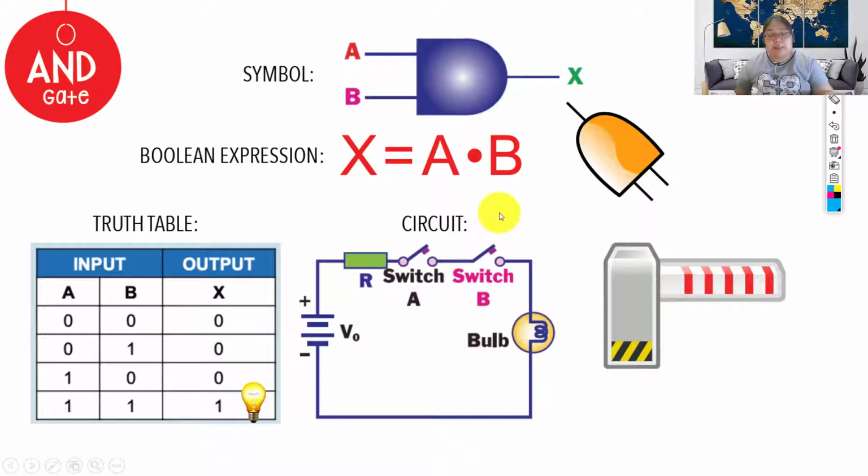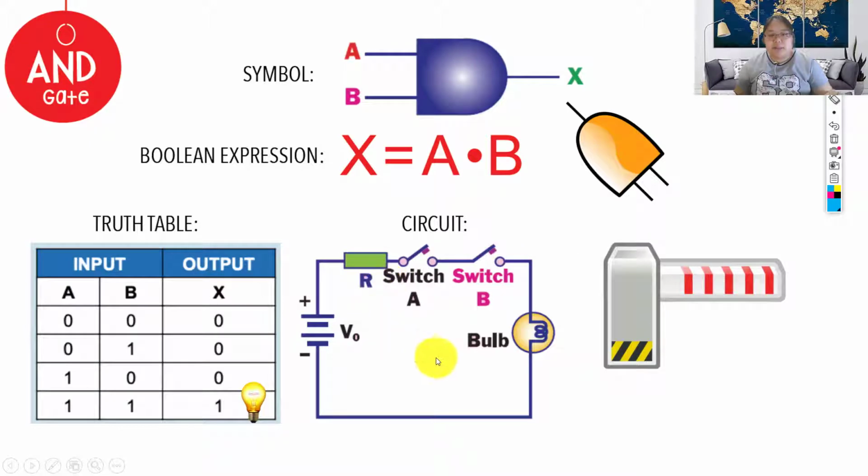First is the symbol. Make sure you know how to draw it: flat, then after that, bend. Now you can see A and B. These two are the inputs, and we just have one output, X. For the Boolean algebra, how do we write it? We just write X equals. For the AND gate, we put a dot. A dot B represents the equation for the AND gate.